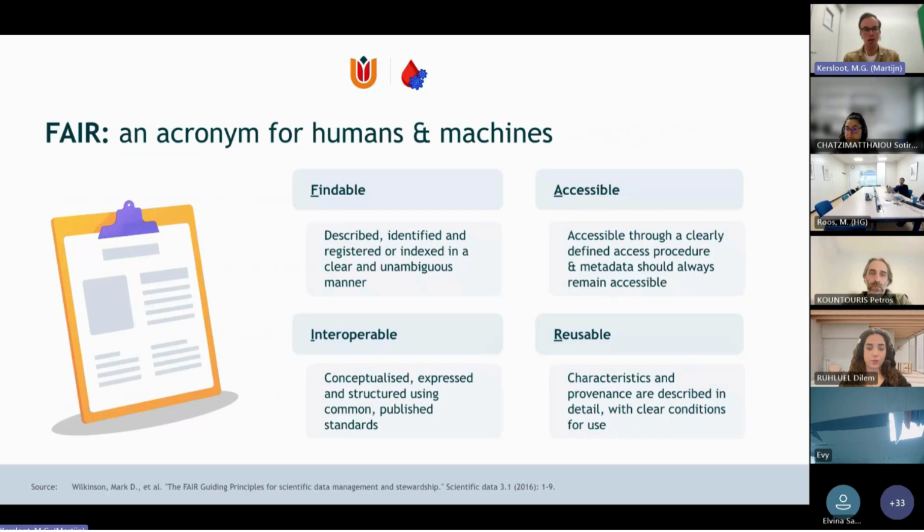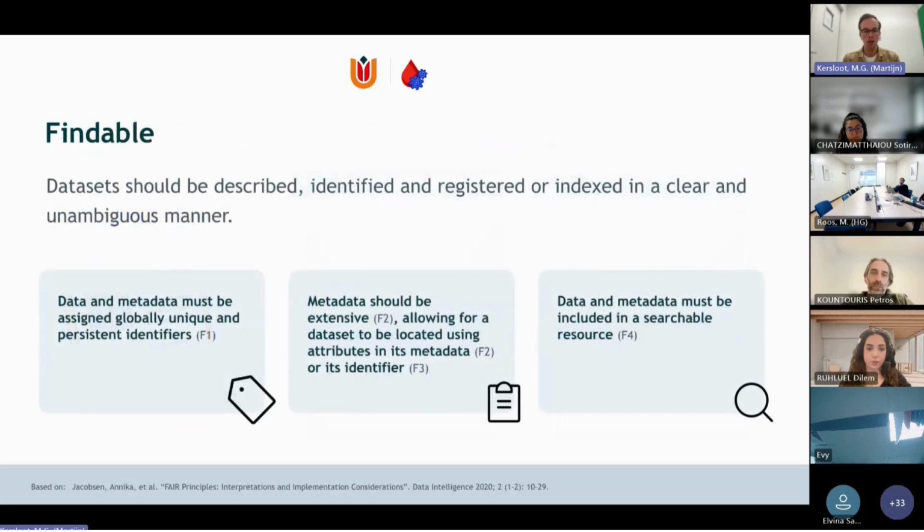And I already described what the FAIR acronym meant, but maybe let's dive in a bit deeper and see what all the individual principles mean. So let's start with findability. As I said before, a data set should be well described and indexed in a way that's unambiguous so that you really know what the data set is about.